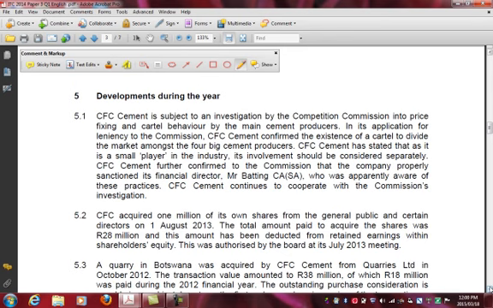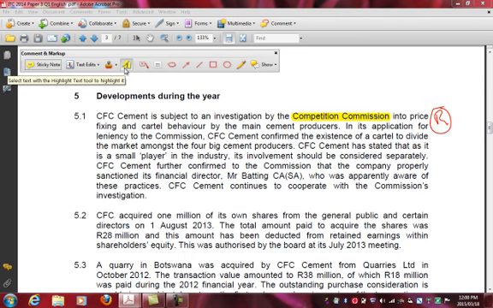Under point 5, CFC Cement is subject to an investigation by the Competition Commission into price fixing. Right, so we have a Competition Commission. This is again a risk because of possible fines or penalties that the company may need to pay. Right, the Competition Commission into price fixing and cartel behavior by the main cement producers.